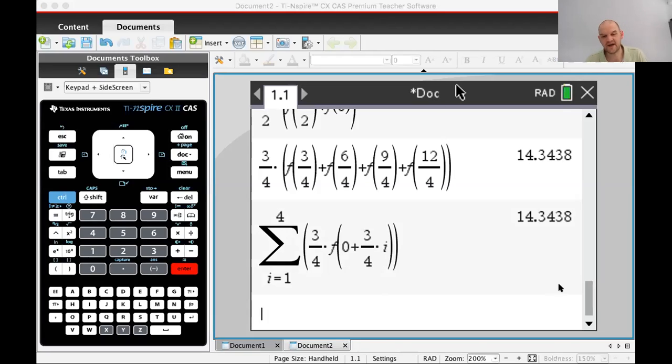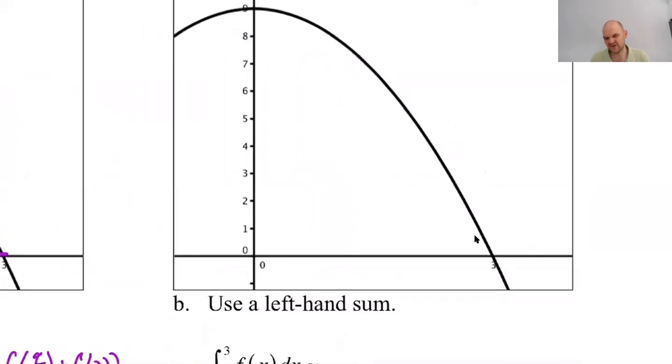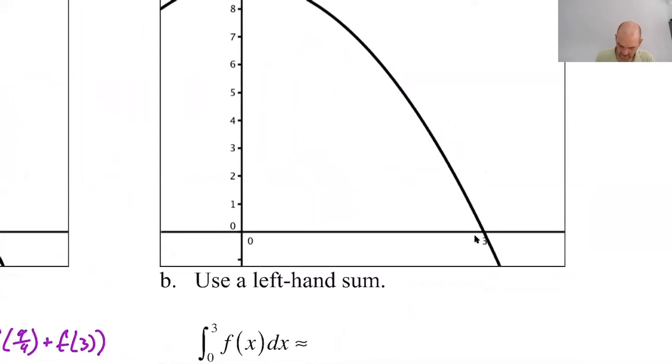It's like, I don't hate this. I kind of like finding all these sums. You know, it's not super hard. It's kind of relaxing.